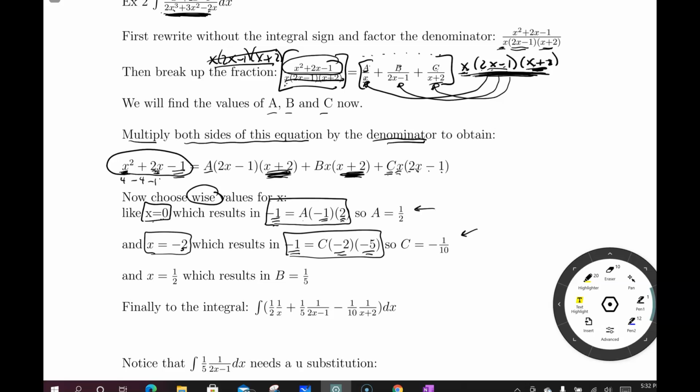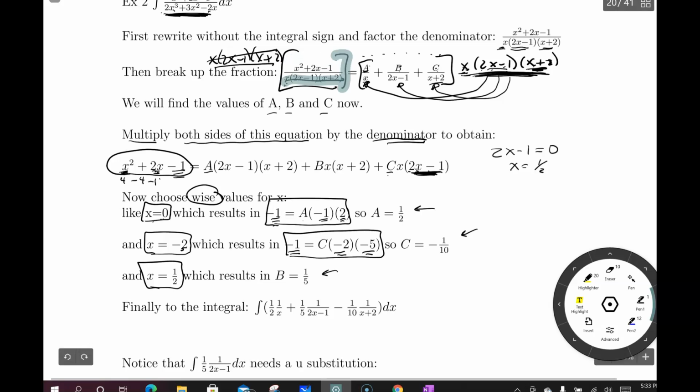All right, so the last wise number to plug in will be what makes this 0. And what makes 2x minus 1 equal 0 will be x equal 1/2. So that's what this is. I'm just going to skip the work, but you just plug in x equal 1/2, and I ended up getting B is 1/5.